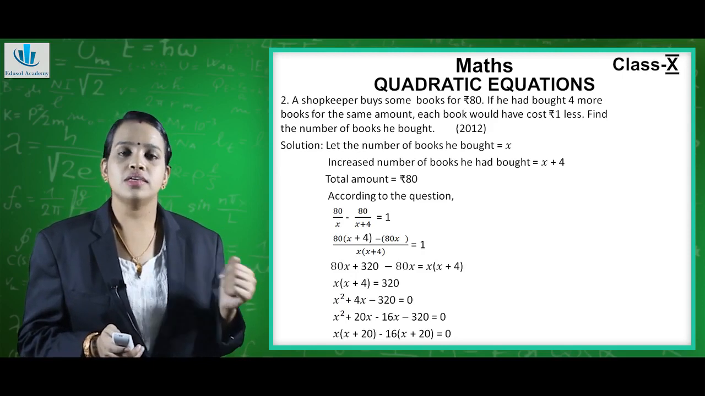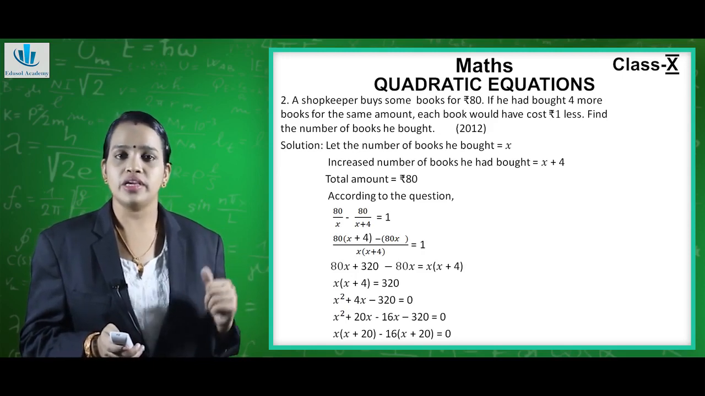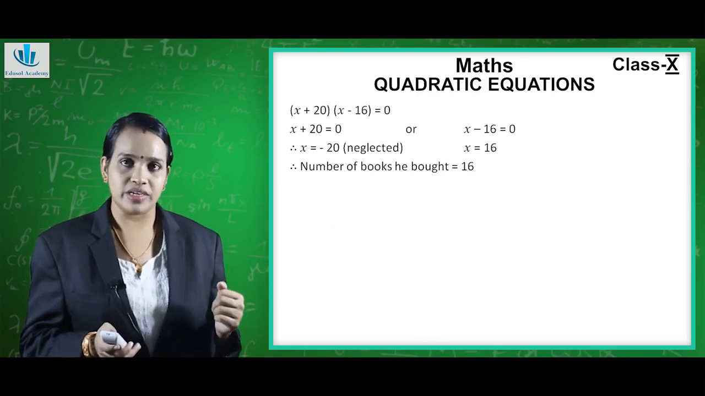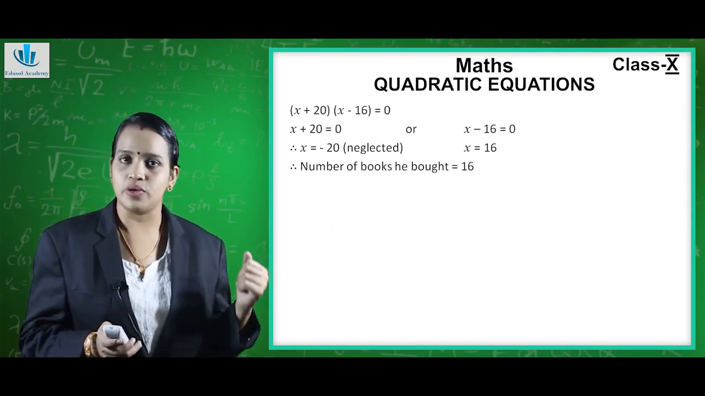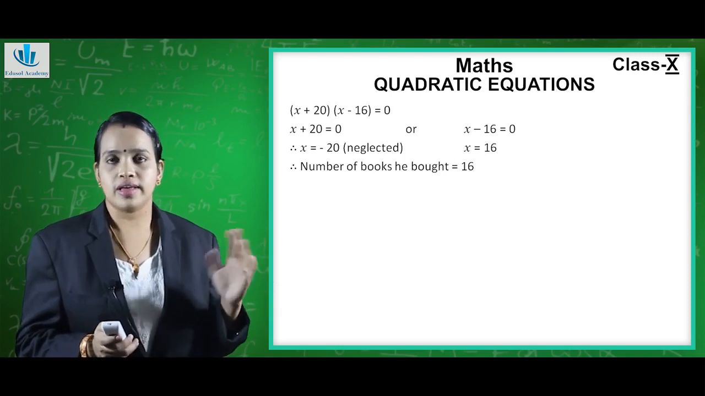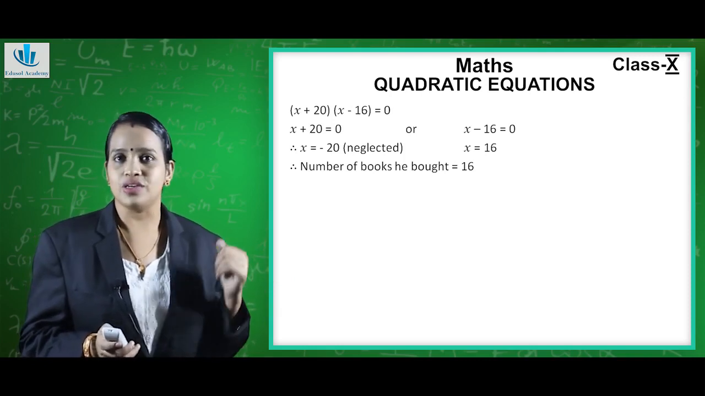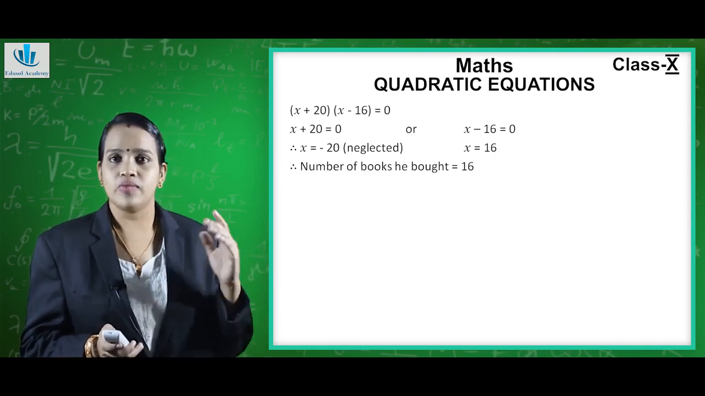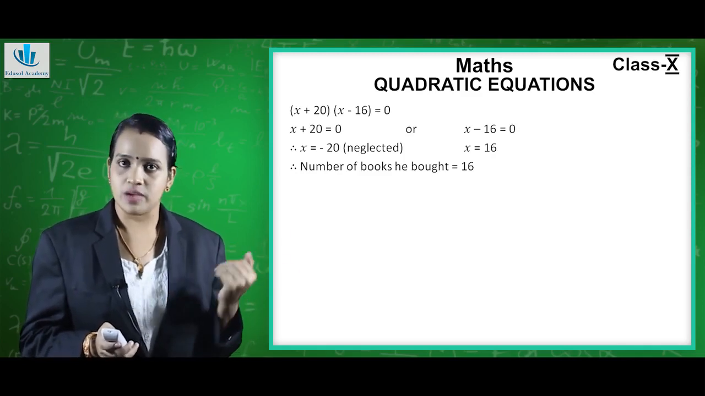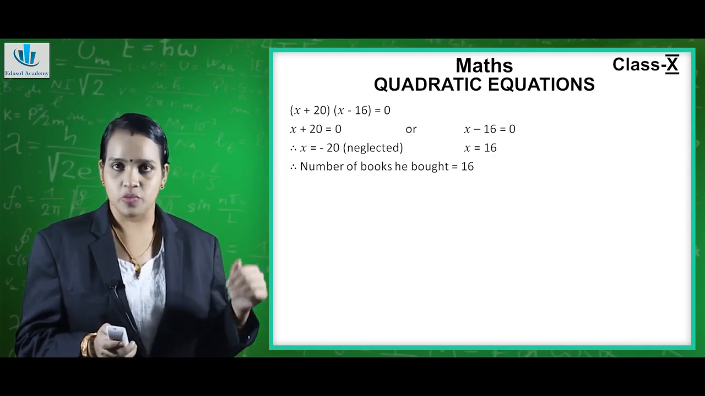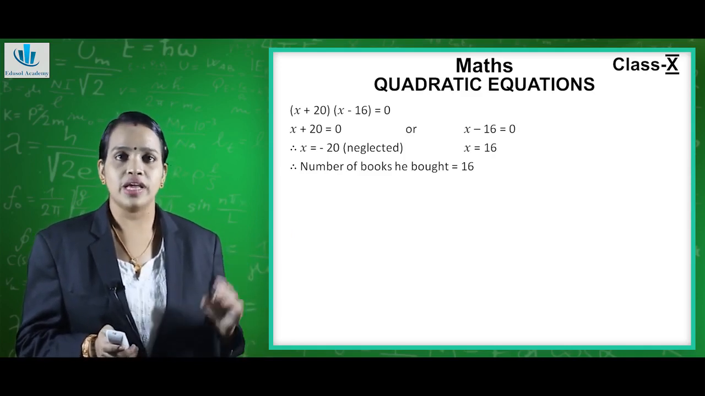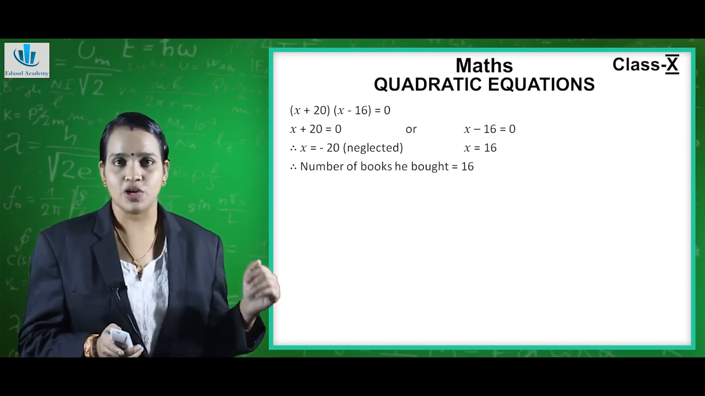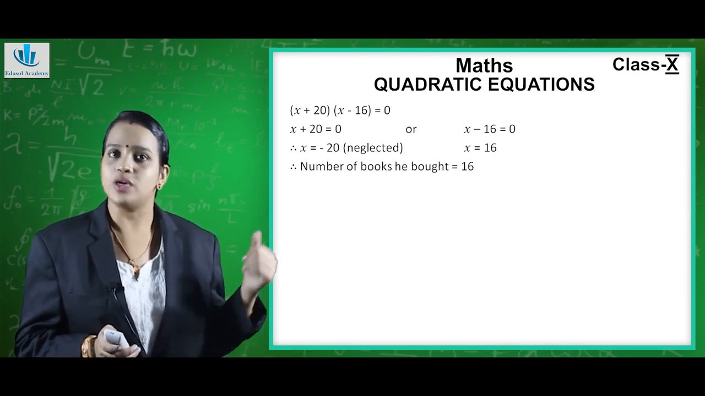So it becomes 60 into x plus 20 equal to 0. Now we can write it as x plus 20 into x minus 16 equal to 0. So when we separate it, x plus 20 is equal to 0 or x minus 16 is equal to 0. When we take plus 20 to the other side, it becomes minus 20. So x is equal to minus 20. Here, when we take minus 16 to the other side, it becomes plus 16. So our value of x is equal to 16.